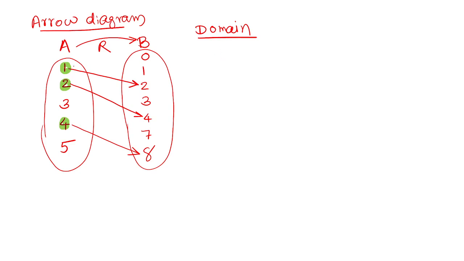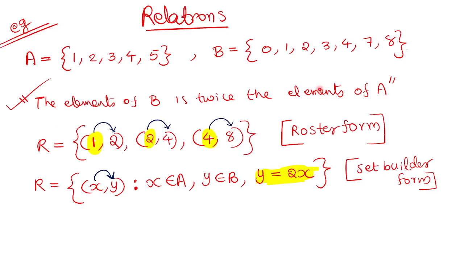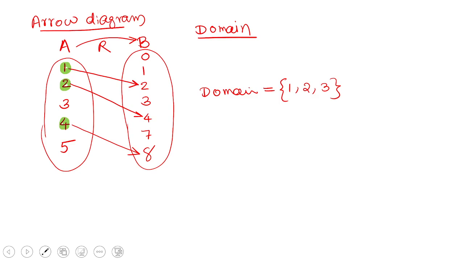So what is the domain of this example? I will write the definition here. In the given example, the domain is the set of elements from which the arrow starts. Or in formal terms, we can define it another way: domain is also defined as the first element of the ordered pair of the relation. 1, 2, 4. These are the first elements of the ordered pairs of the relation. So we can define it in that way also.